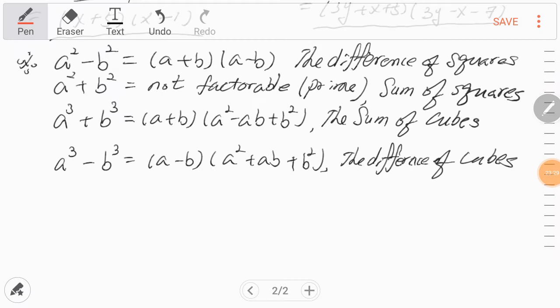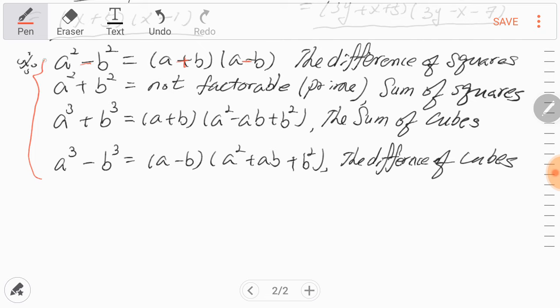Okay, let's check the properties of these four formulas. There are four types. The first one is the difference of squares, so we can factor the difference of squares.